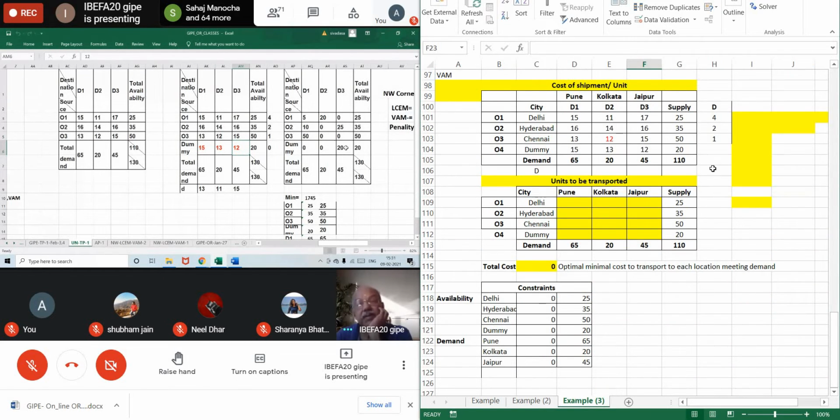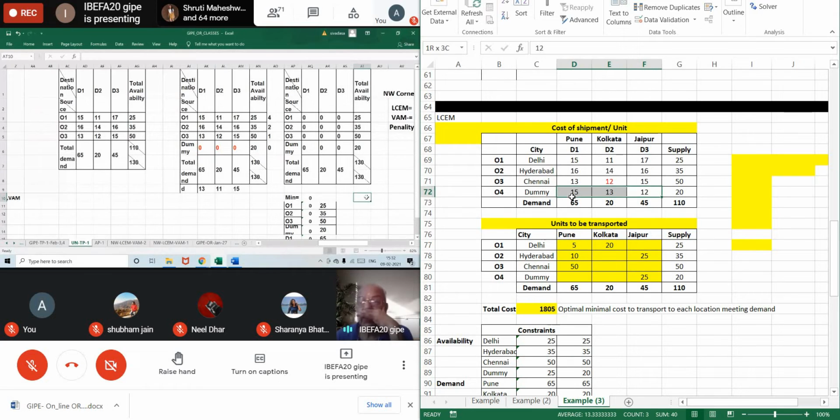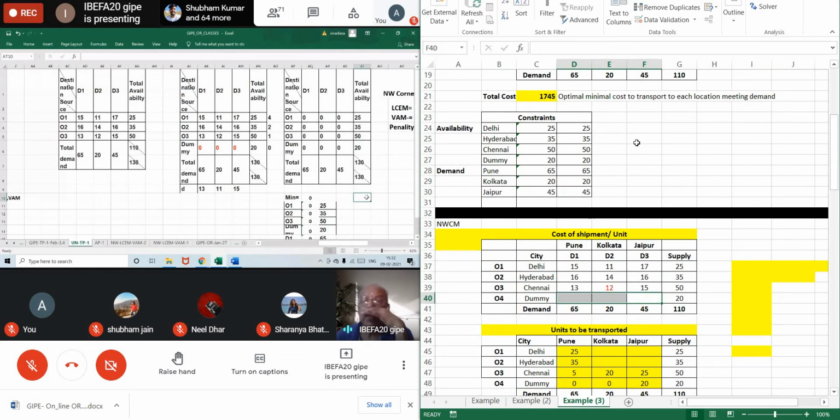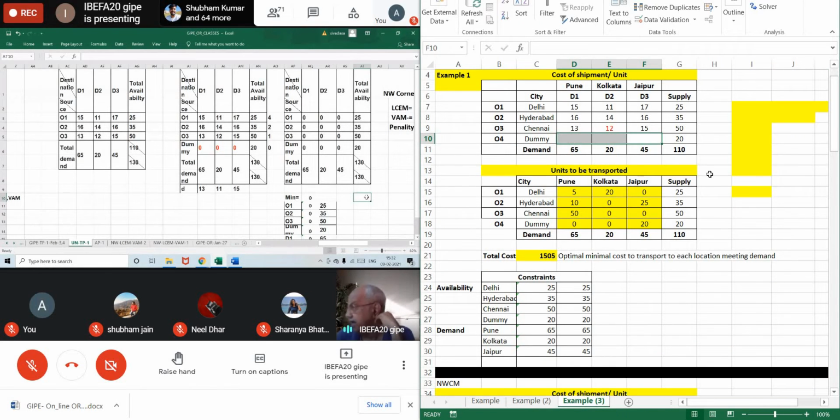Same answer comes. So what I have done was, I have not used any penalties. I have taken 0 itself, as usual. And I get my value. And I will check where is the shortage. And that shortage, I will multiply by the penalty and add it. Both come out the same way. So 1505 is my optimum.